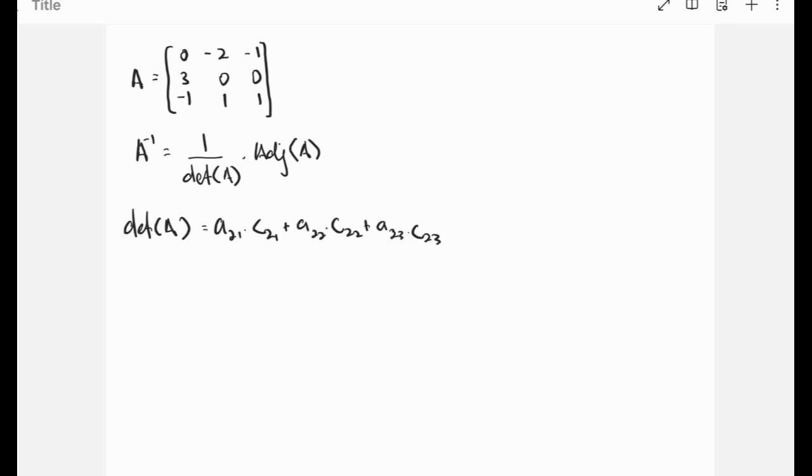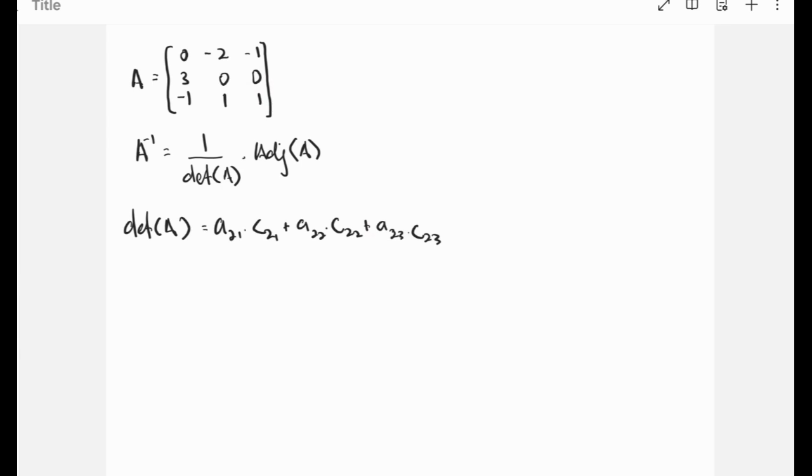So this is the formula that we need to use in finding the determinant using cofactor expansion of the second row. So it is A21, the element 21, times the cofactor of 21, which we'll calculate later, plus A22 times cofactor 22, and then A23 times cofactor 23. So let's do that.